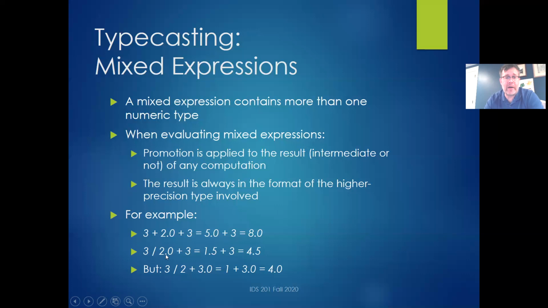For the second one, 3 divided by 2.0 plus 3, division happens first. So 3 divided by 2.0, since one of the numbers is a double, that intermediate result is going to be a double. So we have 1.5. And then 1.5 plus 3, again, mixed expression. So the result is going to be in the double format of the 1.5. It'll be 4.5. However, if I do 3 divided by 2 plus 3.0, 3 divided by 2 is the intermediate result. They're both integers, so that follows the integer rule of dropping the fraction, right? So that just becomes 1, and then 1 plus 3.0 becomes 4.0.